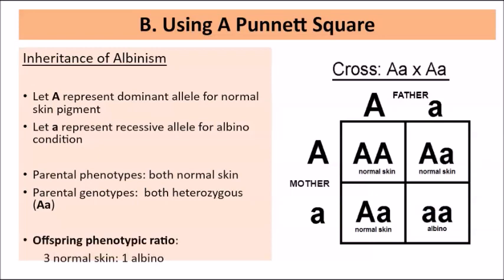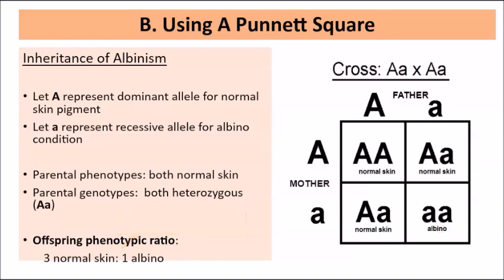So basically the offspring phenotypic ratio would be three children having normal skin: this one, the second one, and the third one. So these are the three children with normal skin. And then the last child here is the one with the albino condition. So that gives us a 3-to-1 ratio. So that is using the Punnett square method.